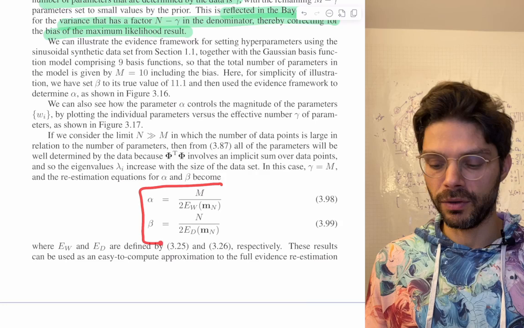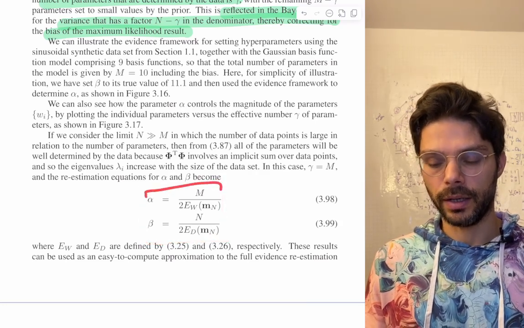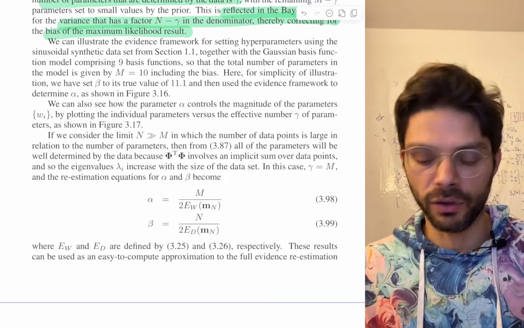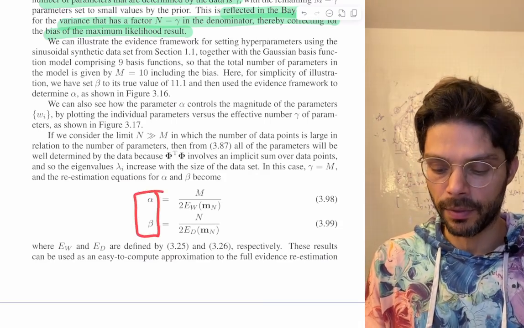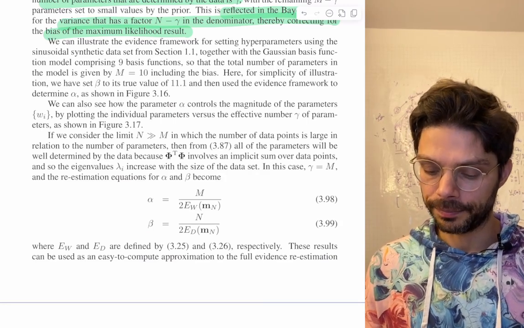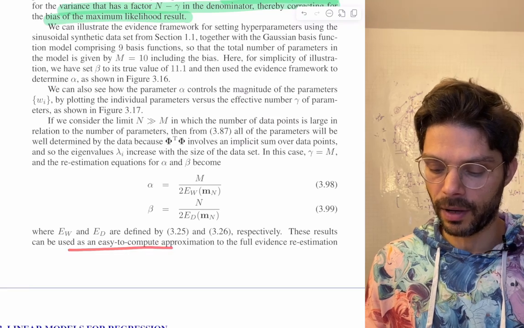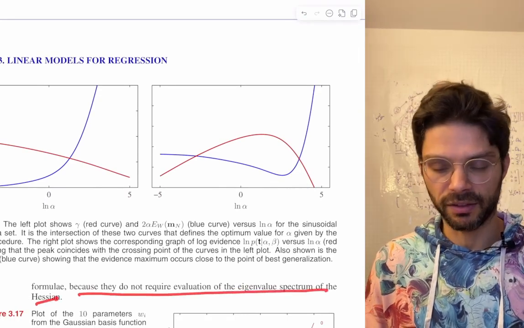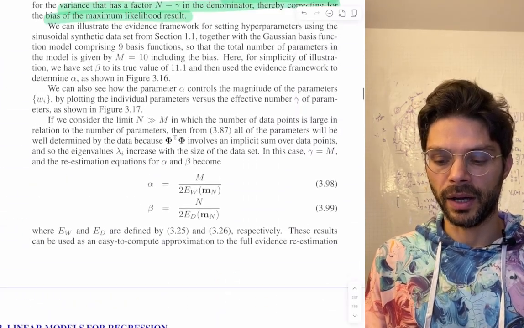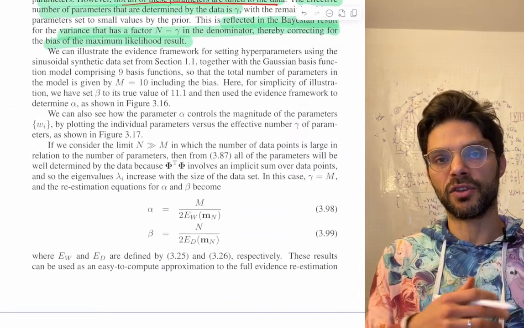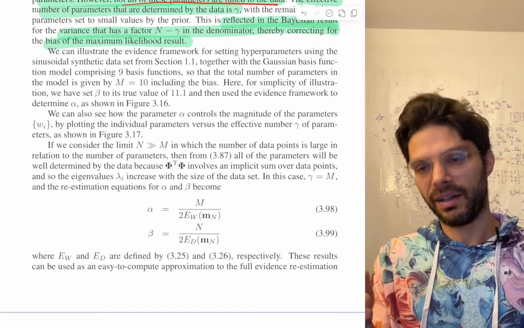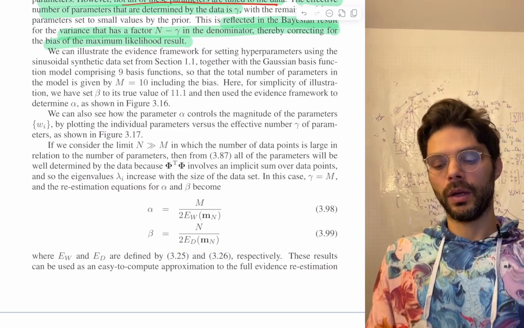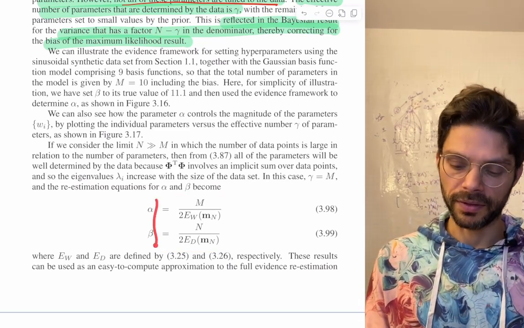So if you have lots of data, then you can estimate your alpha and beta just immediately, without having to use any kind of cross-validation. You can just set your hyperparameters from the data directly. These results can be used as an easy-to-compute approximation to the full evidence re-estimation procedure, because they do not require evaluation of the eigenvalue spectrum of the Hessian. So we didn't have to figure out lambdas or anything like that, because we basically assume that the lambdas are so large that lambda_i over lambda_i plus alpha is basically 1, and then things simplify. That can save you having to do cross-validation. You get these hyperparameters directly.